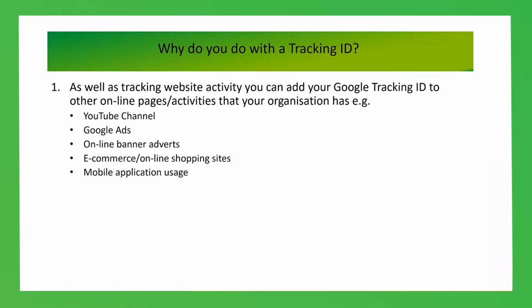If you, for example, have a YouTube channel, if you're running Google adverts, if you're running online banner adverts, you can put that tracking ID in your YouTube channel. You can put it in your Google ads. You can put it in your emails that you send out. You can track how effectively those things are working.